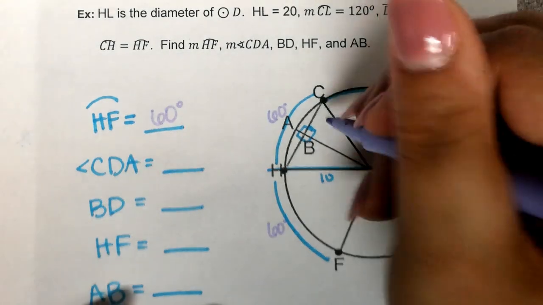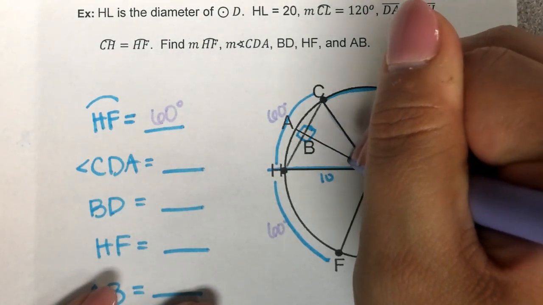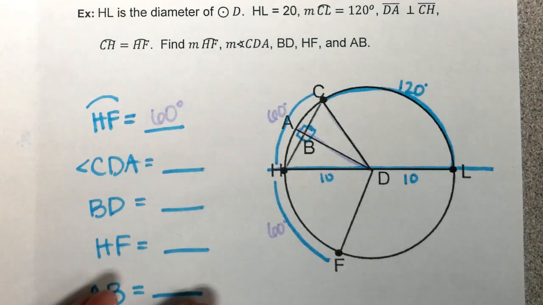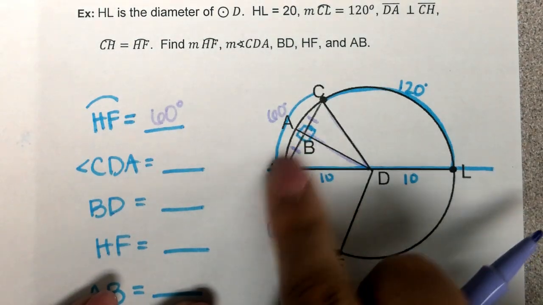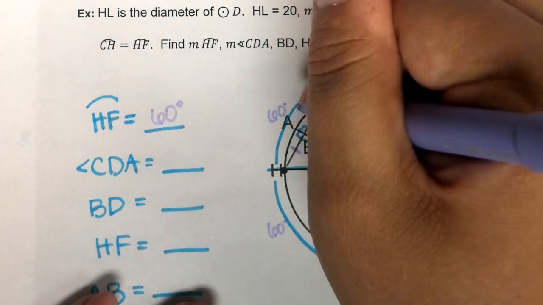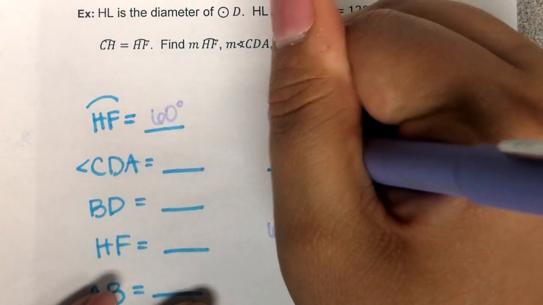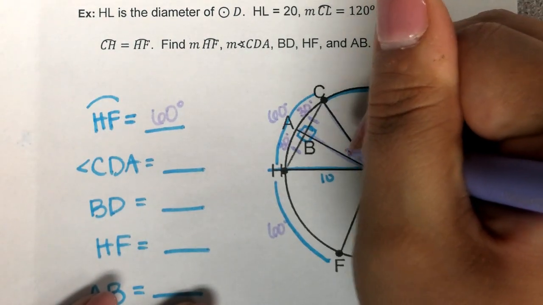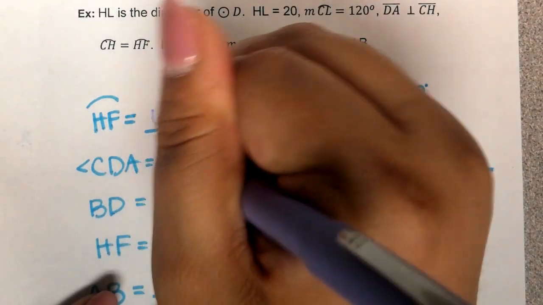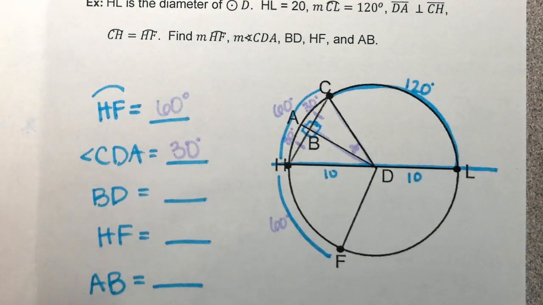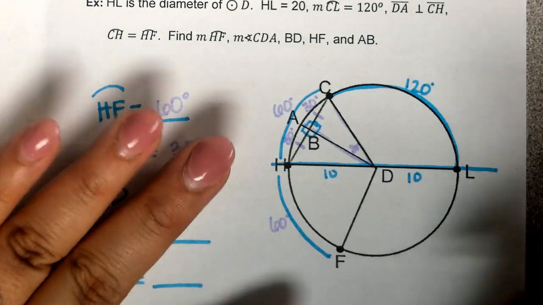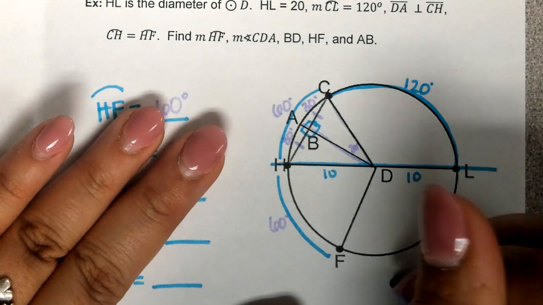Well, can I find angle CDA right here? How? Yeah, do y'all agree that 90-degree angle means that I can bisect those? So that means this 60 is bisected, so it is 30 and 30. So 30 degrees. All right, how do I find BD? Yeah, it's a 30, 60, 90 triangle.